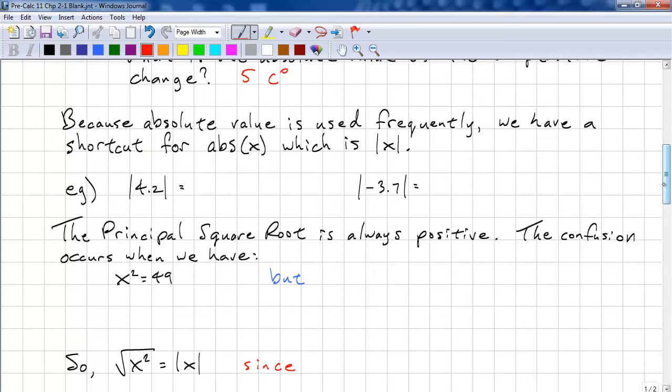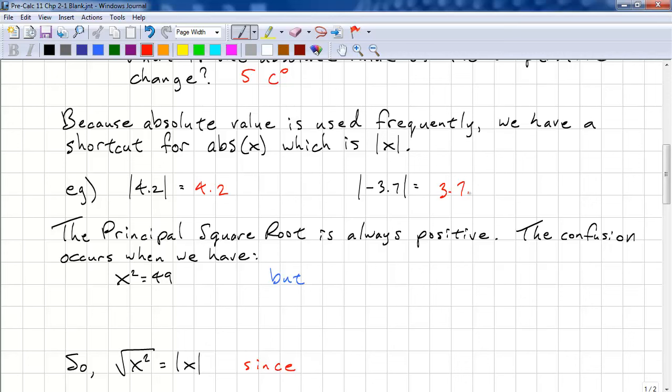Now, because absolute value is used frequently, we have a shortcut. We normally spell it out ABS(x), and that's what you'll see on your calculator. However, in math, we use a vertical line, x, and another vertical line. So, for example, this is the absolute value of 4.2, and the answer is 4.2. The absolute value of -3.7 is 3.7.